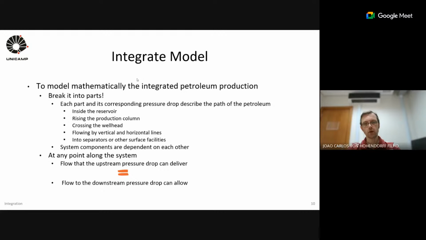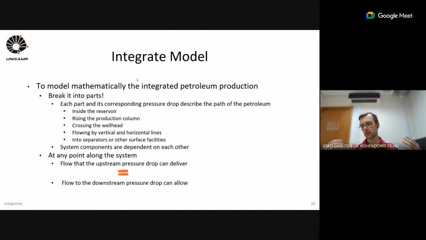The idea is to break it into parts, considering that each part has its respective pressure drop. But remember, these system components are dependent on each other. So there exists an interaction between these elements. It is one interesting discussion because, in terms of studies in the companies, generally these parts are worked on separately.